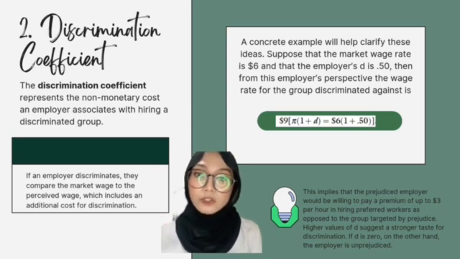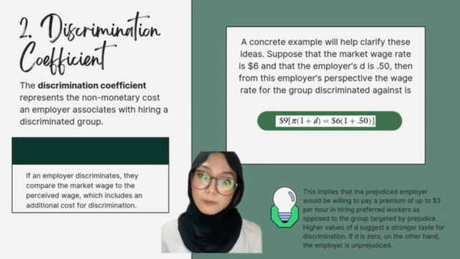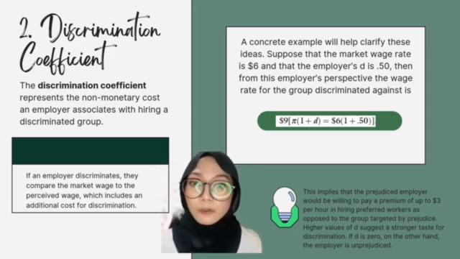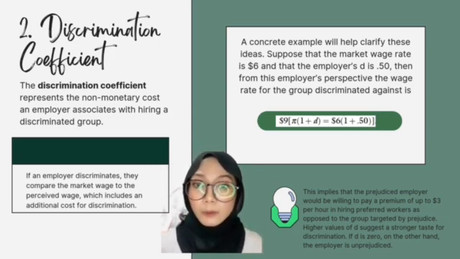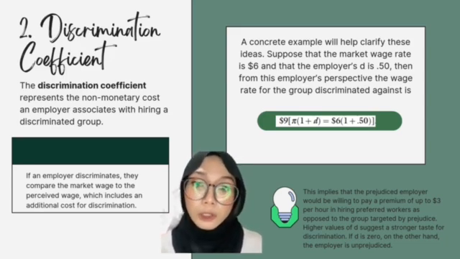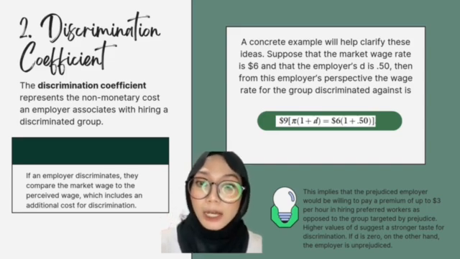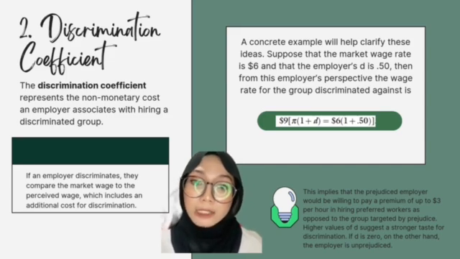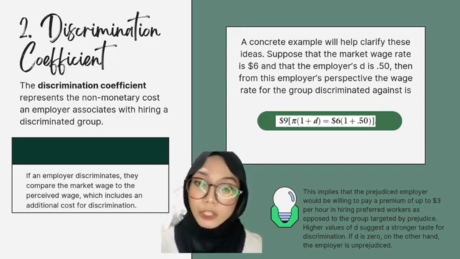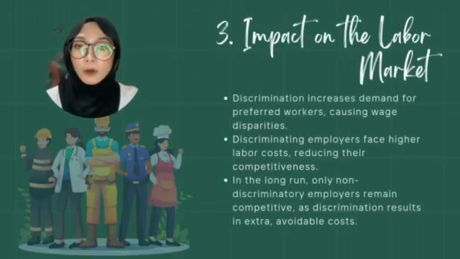Suppose that the market wage rate is $6 and that the employer's D is 0.5. Then, from the employer's perspective, the wage rate for the group discriminated against is higher. As written in the calculation, this implies that the prejudiced employer would be willing to pay a premium of up to $3 per hour in hiring a preferred worker as opposed to the group targeted by prejudice. Higher values of D suggest a stronger taste for discrimination. If D is 0, on the other hand, the employer is unprejudiced. Impact on the labour market.